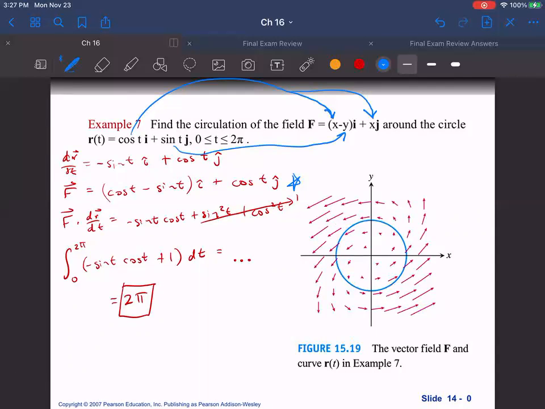I then dot product my dr dt with that, so I'm dot producting those two together, gives me this. The sine squared plus the cosine squared part is just going to become 1, and so you end up with negative sine of t times cosine of t plus 1, and we're integrating from 0 to 2 pi. Again, you can go through and do that integral, and you should end up getting 2 pi. And that's the amount of fluid that's flowing around our loop as we add it all up around, okay, the circulation there.